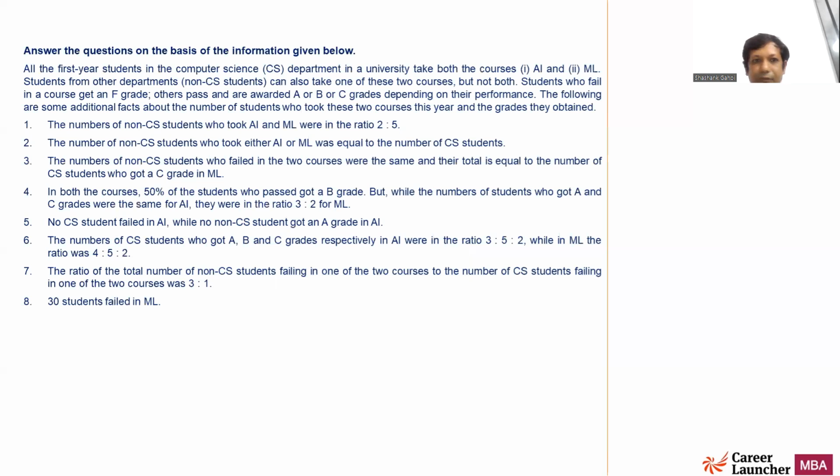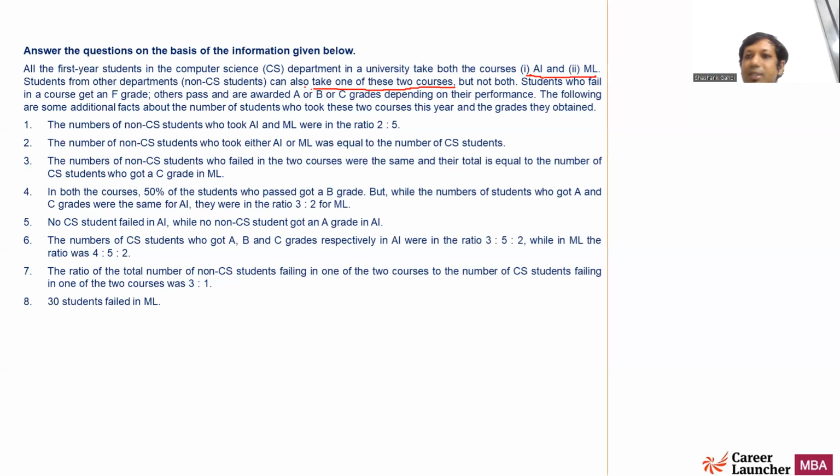Question number 1 to 5. Now this says all the first year students in the computer science department in a university take both the courses. So it says that all the computer science people are going to have both the courses, AI as well as ML. On the other hand, students from other departments, non-CS, can have one of the two courses, but not both. So basically, these people are taking either AI or ML, but not both. And computer science people are taking both AI and ML.